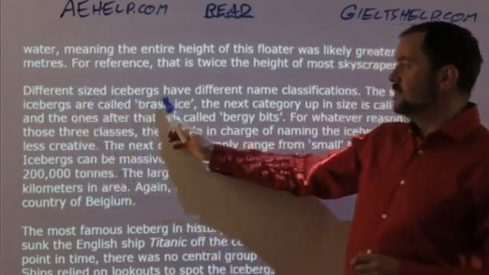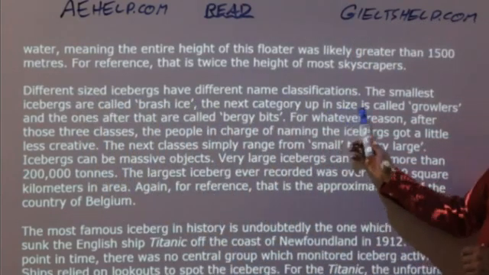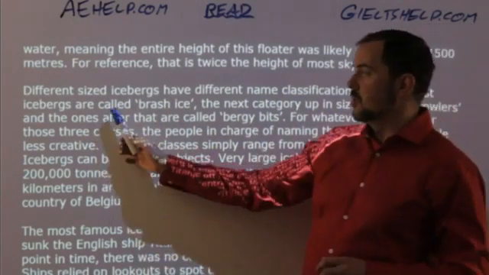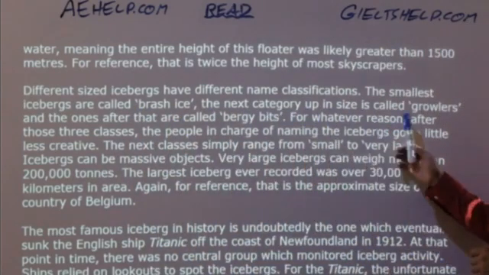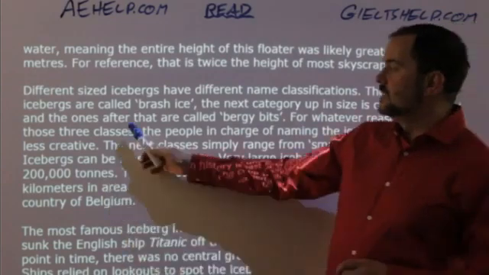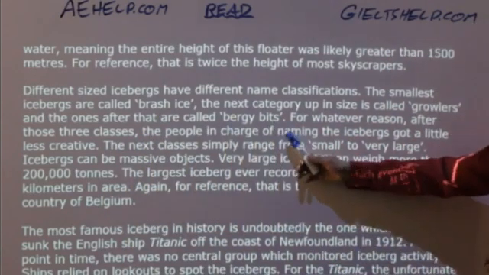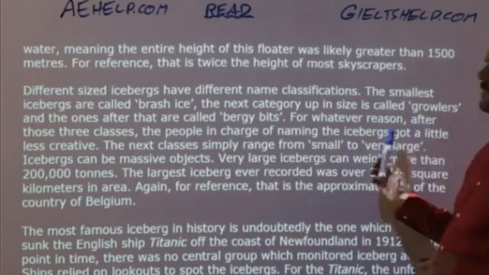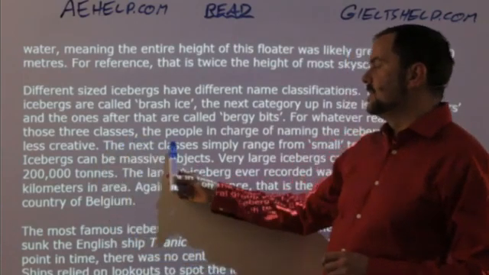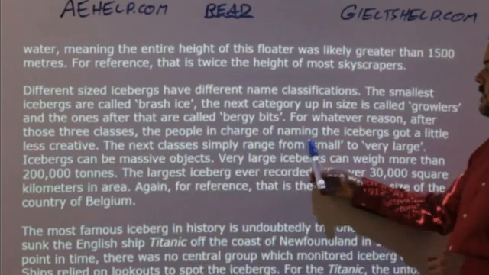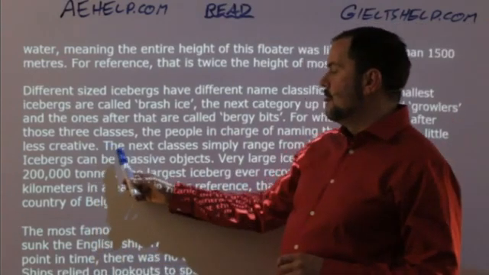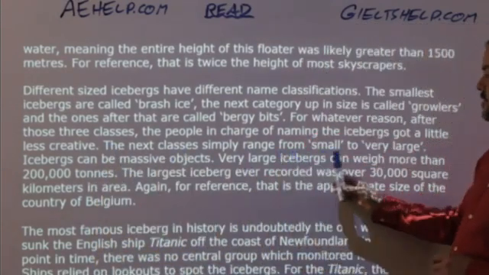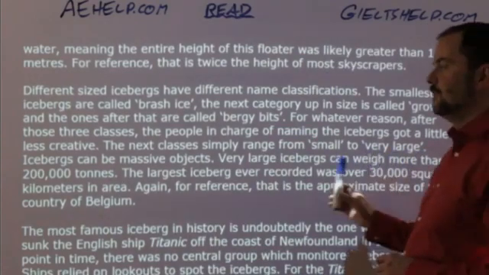Different sized icebergs have different name classifications. The smallest icebergs are called brash ice. The next category up in size is called growlers, and the ones after that are called bergy bits. For whatever reason, after those three classes, the people in charge of naming the icebergs got a little less creative. The next classes simply range from small to very large.